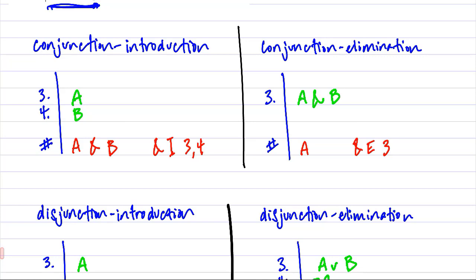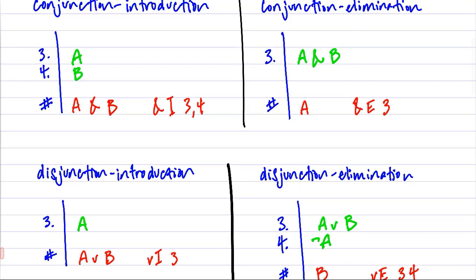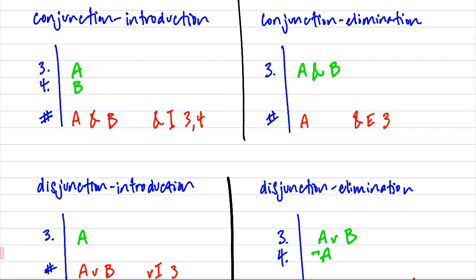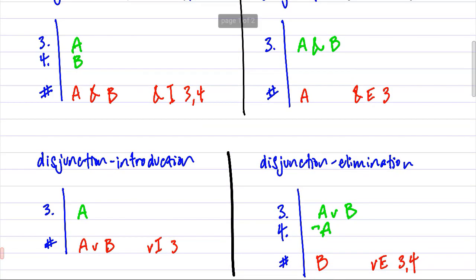And the idea for these rules is, in each case, what I've written in green are what you would already have in your proof. So the idea is you're doing a proof, and somewhere, let's say on line 3, you have A, or just whatever A stands for. On another line, you have B. Here I have it as the next line, but it doesn't have to be the next line. So if you have what's in green, then you can, on a new line, put what's in red.